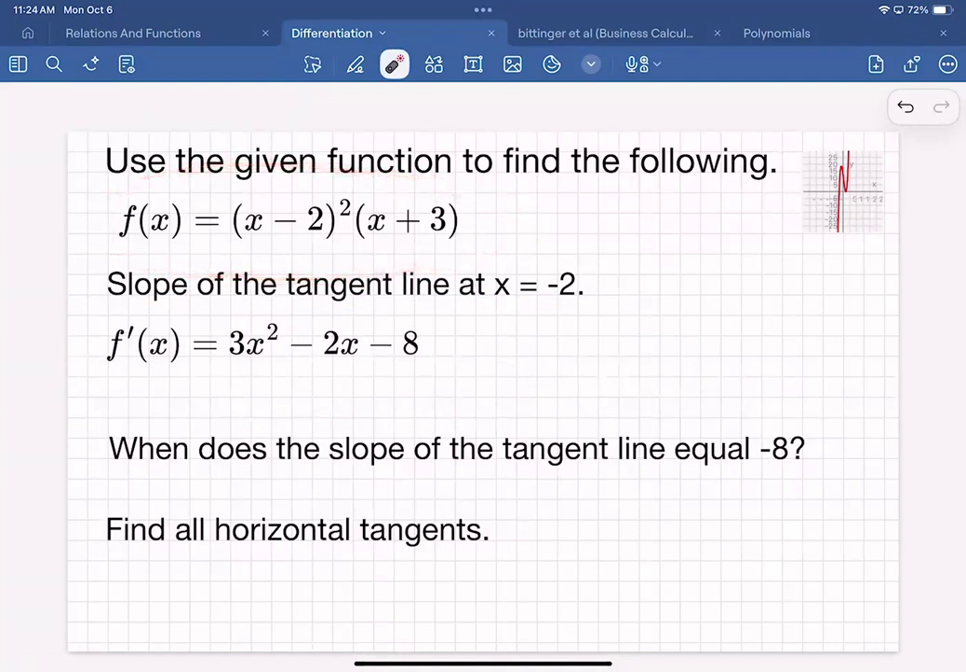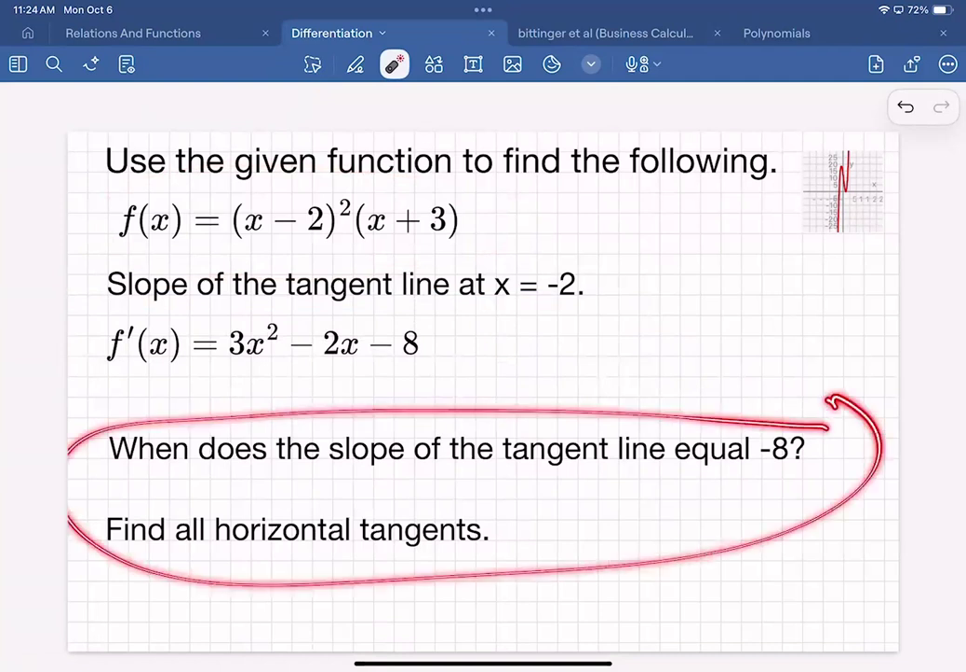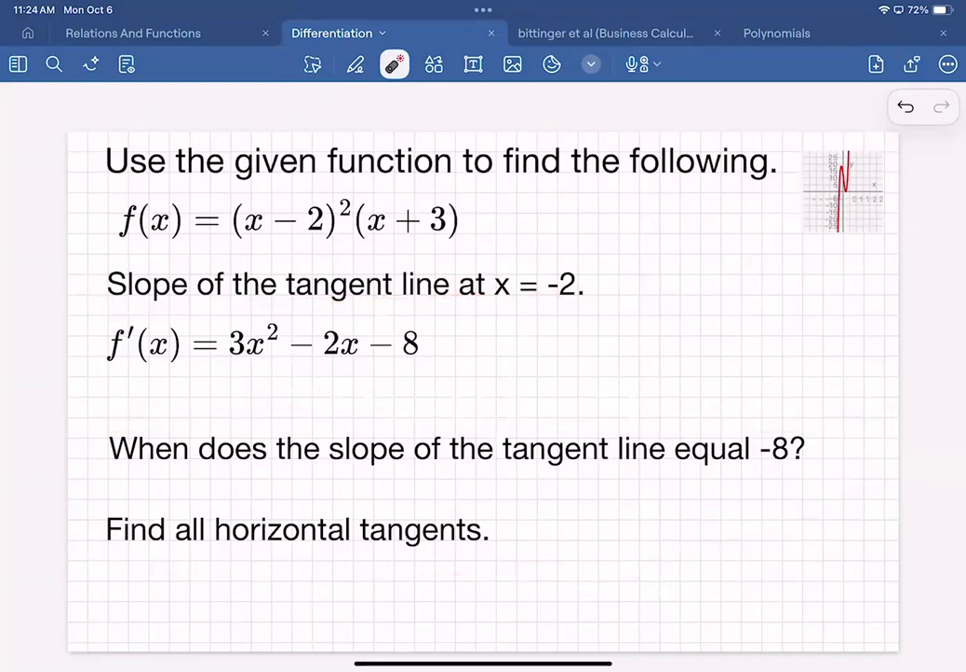Now, what's happening though is I want to go a little bit further with it now, right? Hey, we got the function, we got its derivative. Let's go find the slope of the tangent line at x equals -2. And in fact, we're going to do three things, okay? We're going to do all three of these things that you see here. First, we're going to find the slope of the tangent line at x equals -2. Then we're going to answer the question, when does the slope of a tangent line, I should say, equal -8?